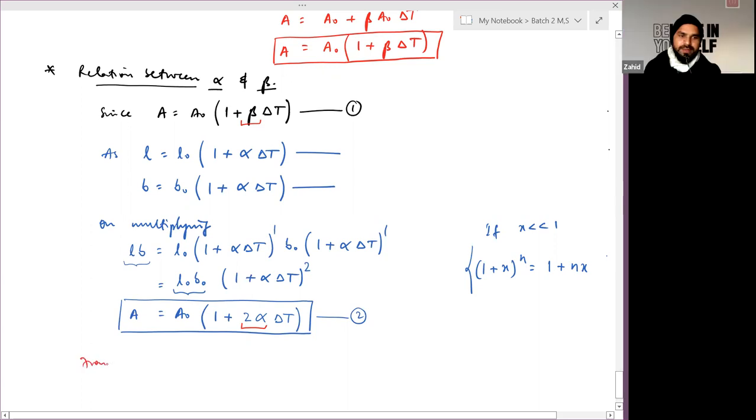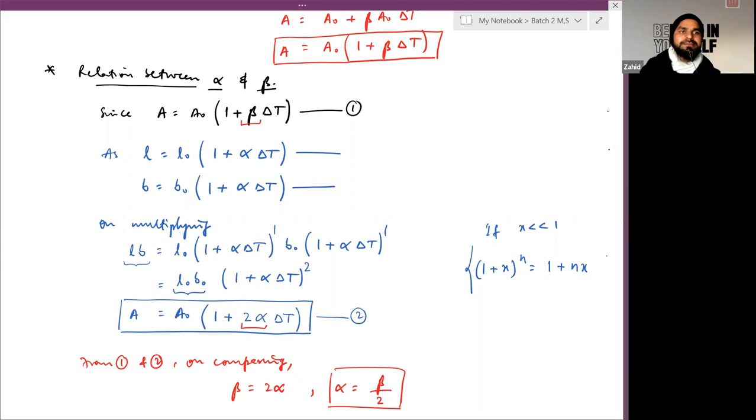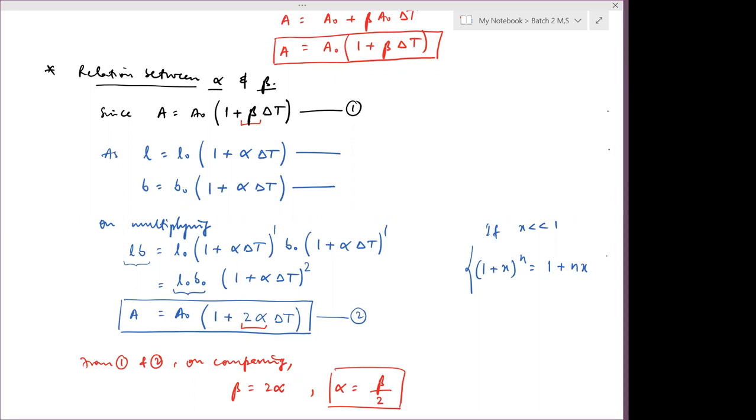So we can say from equation first and second, on comparing each part, beta equals 2 times alpha, or alpha equals beta by 2. Asma, is it clear? Aisha, any doubt? No, sir. Okay, just write it down.